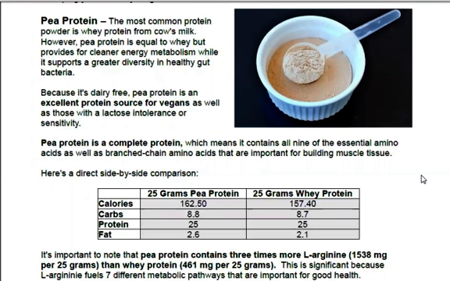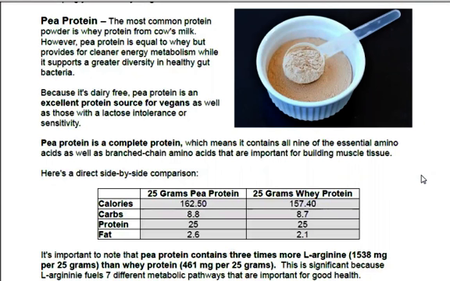And then when you show him the next line, it's important to note that pea protein contains 3 times more L-arginine. So for 25 grams of pea protein, there's 1.5 grams of L-arginine, whereas in whey protein, there's about a half a gram.